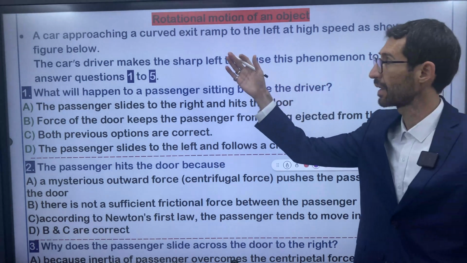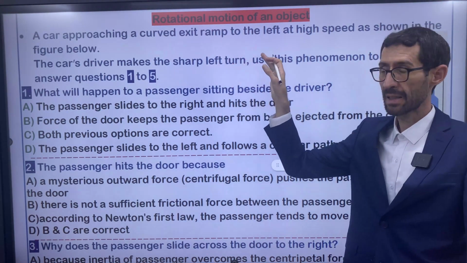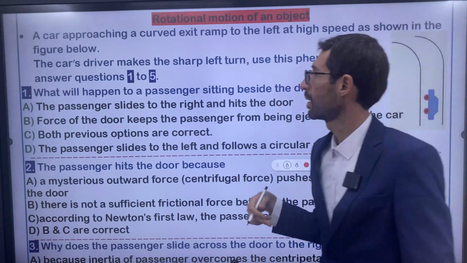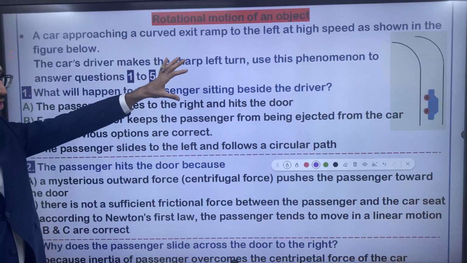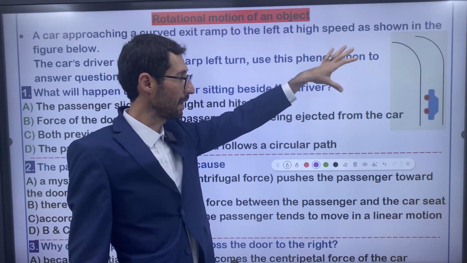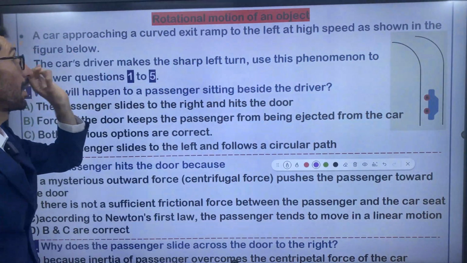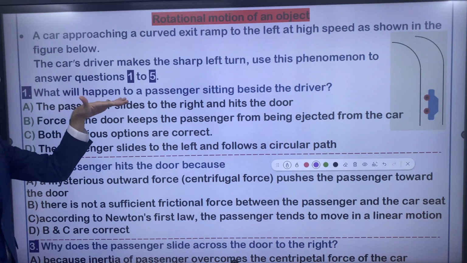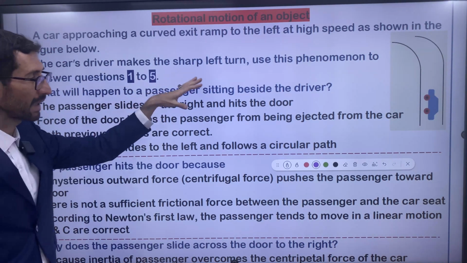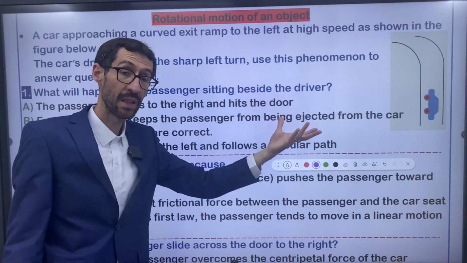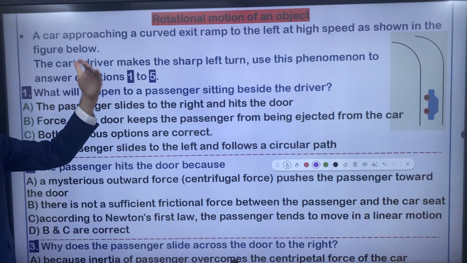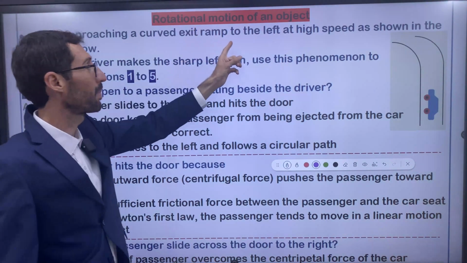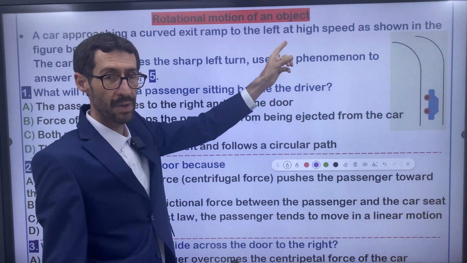Let me read the action, and let me read the event. There's an event actually, an event taking place. The question explains the event, and during answering the question, I'll explain the phenomena gradually for you. A car approaching a curved exit ramp to the left. So there's a car.